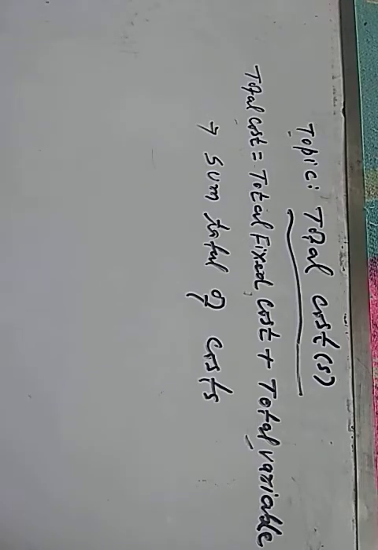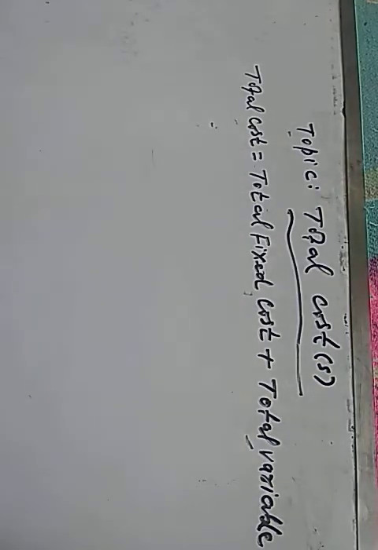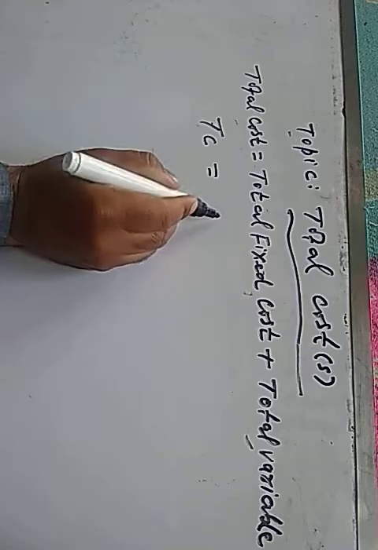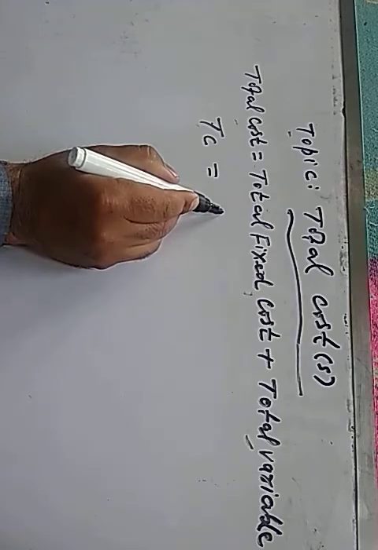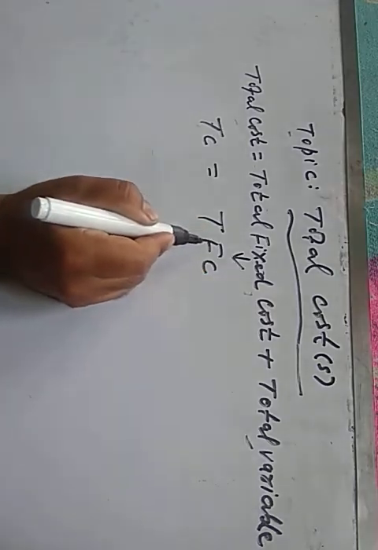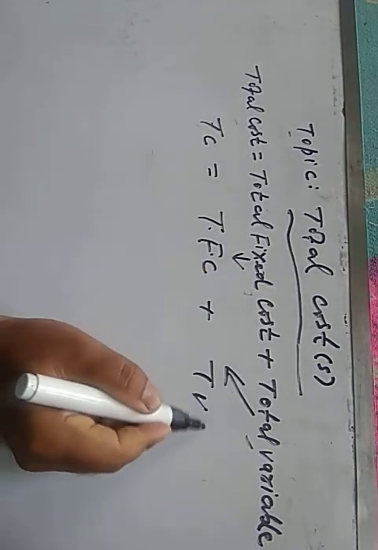And in short, we write this total cost, TC, equal to total fixed cost plus total variable cost.